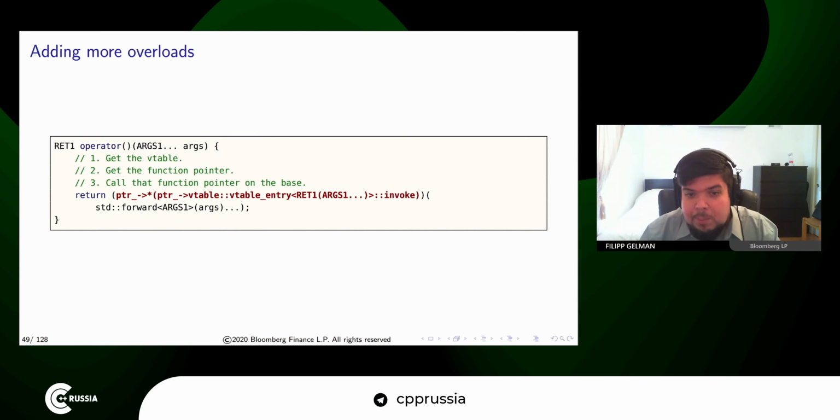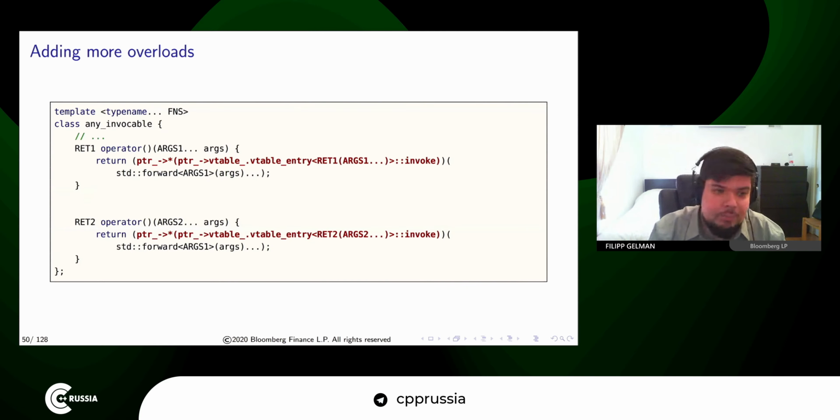And I don't have to split it apart like that. I can write it all in one expression. Just look at the pointer, look at the vtable, pull out the correct vtable entry's function pointer, and invoke on the pointed-to base, forward the arguments, return the result. This is what I want. I want a copy of this for every overload. So how can I do that?